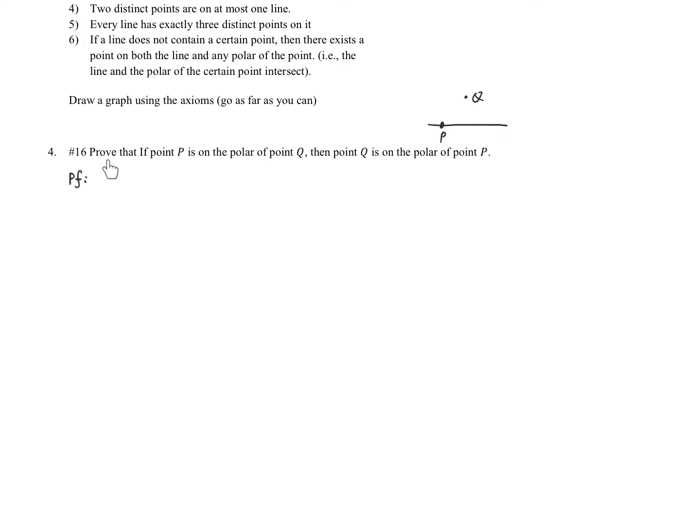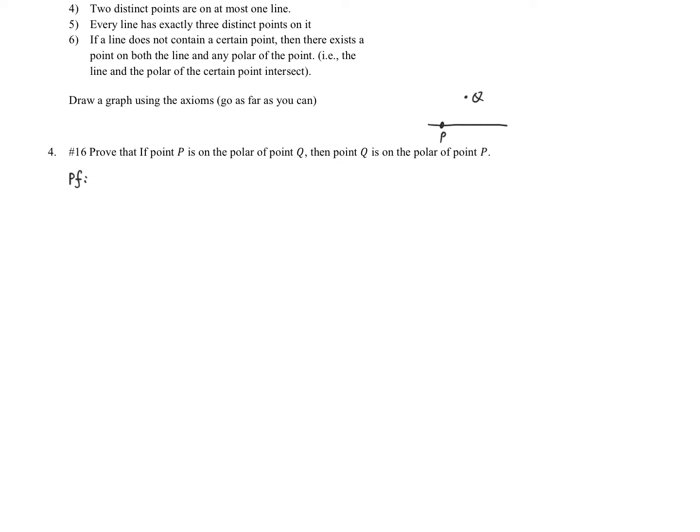Let's prove this result in the geometry of Desargues. Suppose this is point Q, and this line is the polar of Q, and P is on it. We want to show that point Q is on the polar of P.